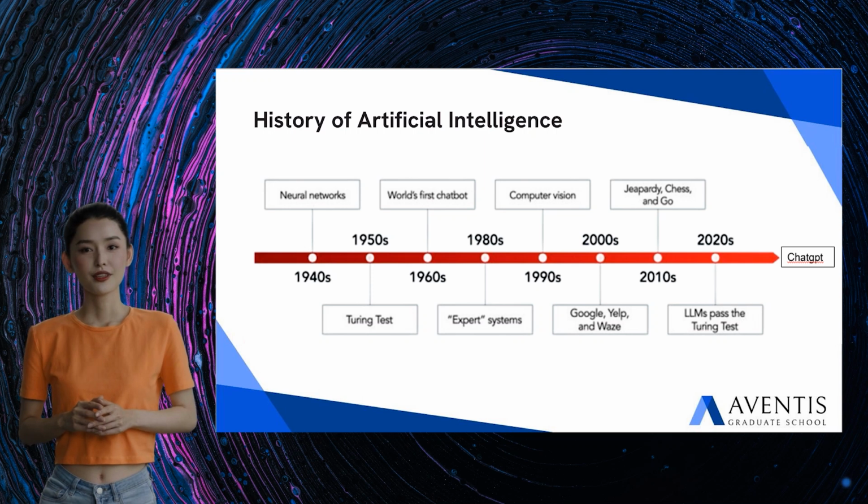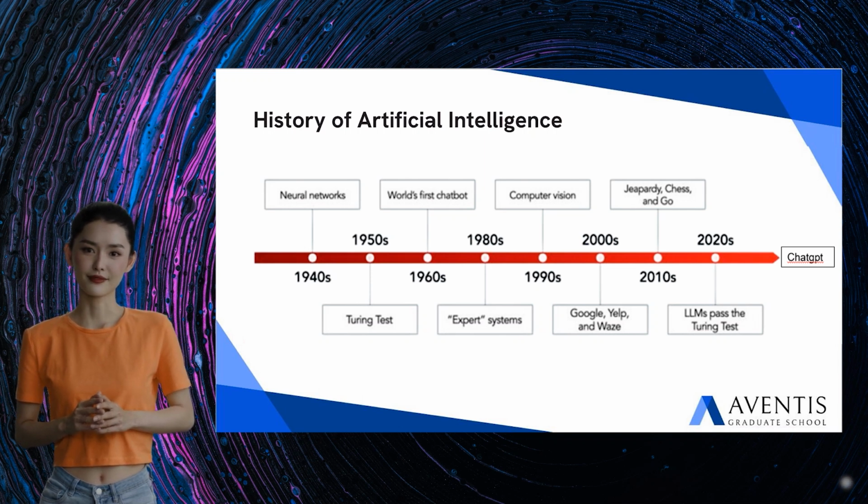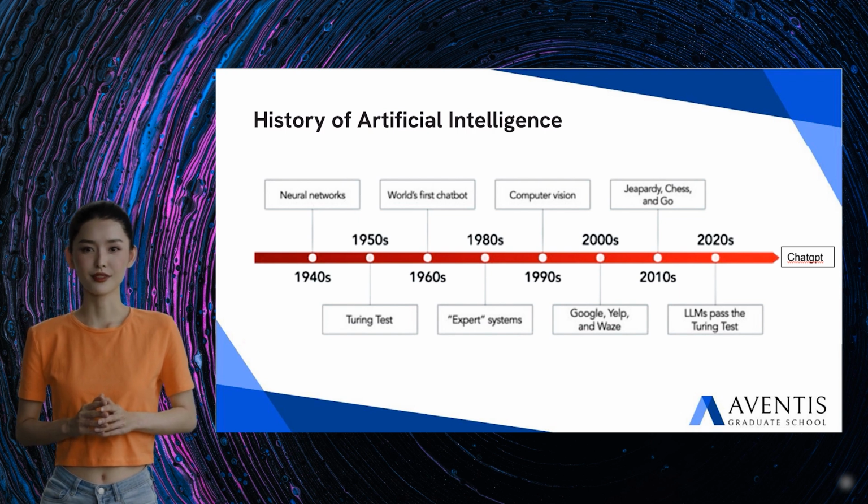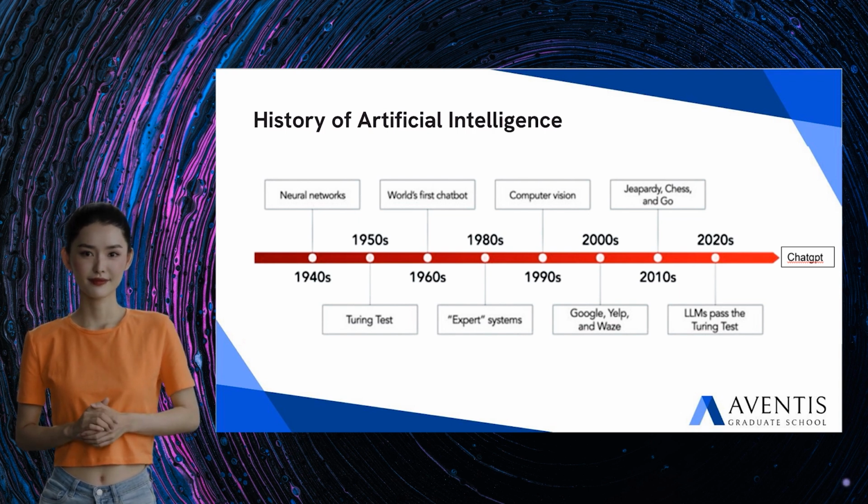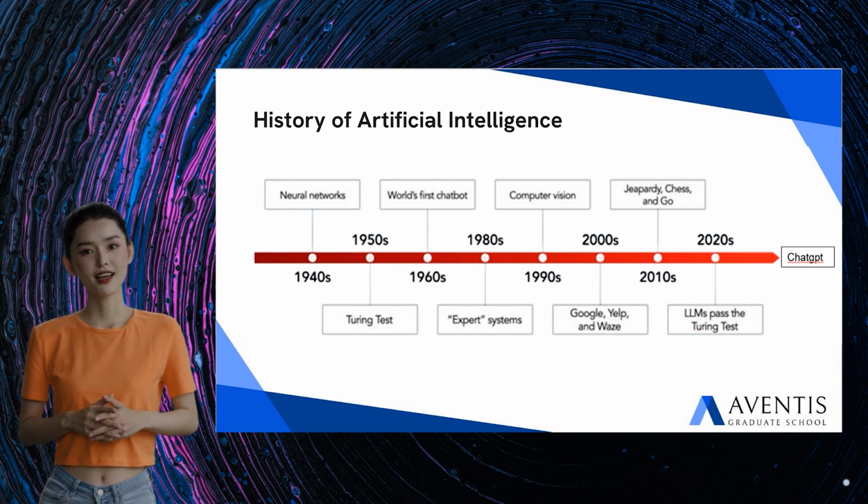History of artificial intelligence. Let's take a journey through the fascinating history of artificial intelligence, as depicted in this timeline. 1940s. The dawn of AI. We start in the 1940s, where the foundational concepts of AI began to take shape. This period marked the development of neural networks, which are computer systems modeled after the human brain's network of neurons. These early neural networks laid the groundwork for the sophisticated AI we have today.